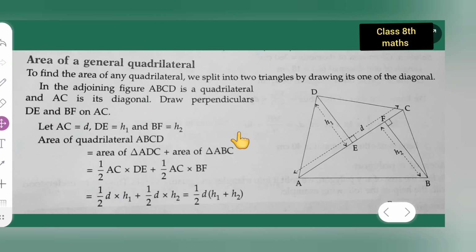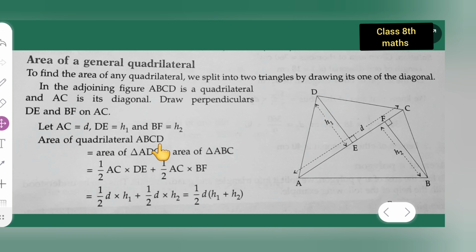Then AC is the diagonal. Here you can see this AC is the diagonal. You will have to draw perpendicular DE. Now DE is perpendicular to AC and BF is also perpendicular to AC. Let AC be equal to d. So your AC is the diagonal, let it be d. DE will be the height h1, and let us take BF as the height h2.